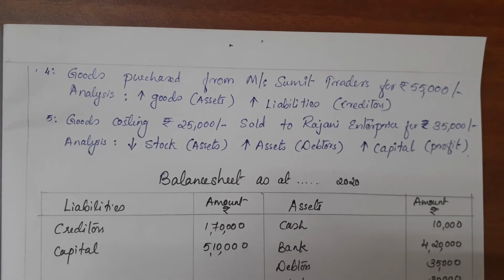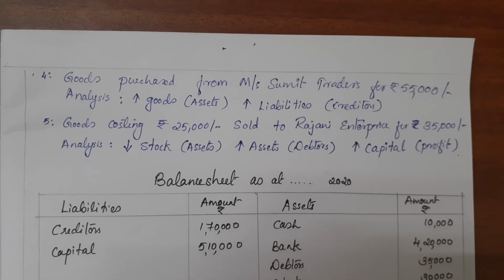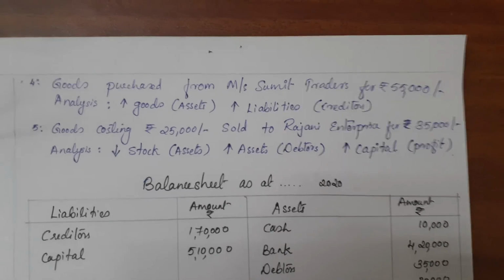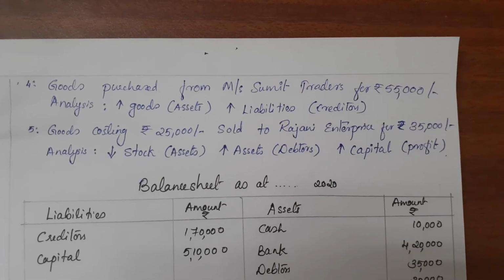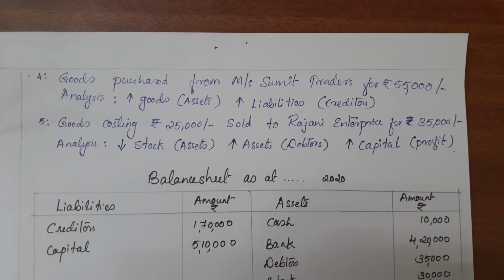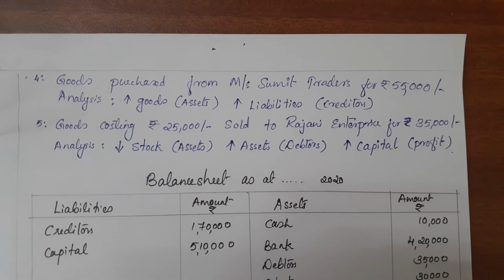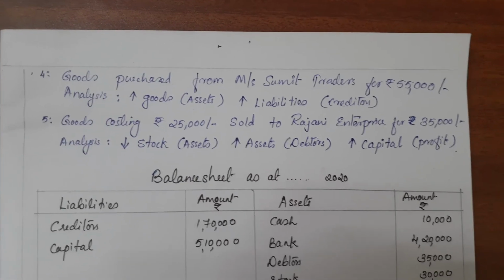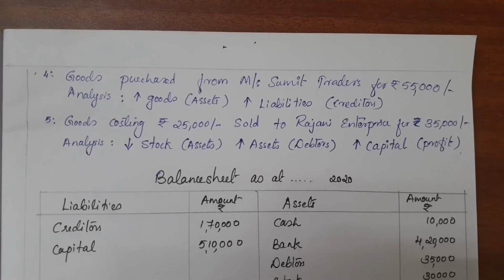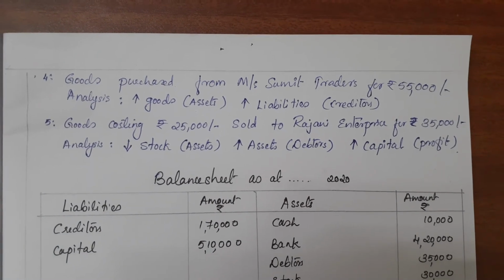The fifth transaction is goods costing rupees 25,000 sold to Rajni Enterprises for rupees 35,000. I hope you have seen one difference. The goods' actual cost is 25,000, but you are going to sell for 35,000. So what will that 10,000 difference be? That is your profit. So here the analysis is your stock, that is your asset. Asset is decreasing. Rupees 25,000 worth of stock you are going to sell. So asset is decreasing.